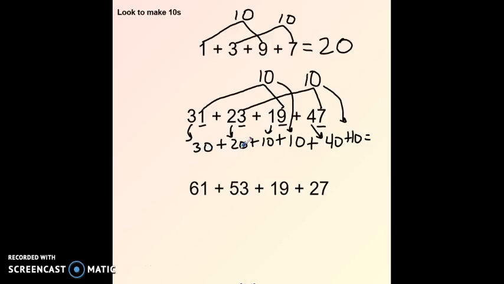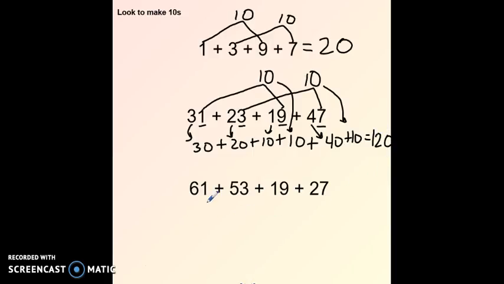So we have 30 plus 20, which gives me 50. 50 plus 10 is 60. 60 plus 10 is 70. 70 plus 40 will give me 110. And 110 plus 10 will give me 120.